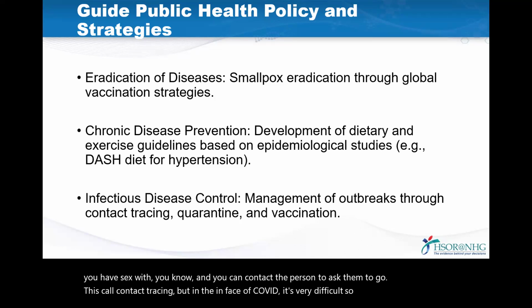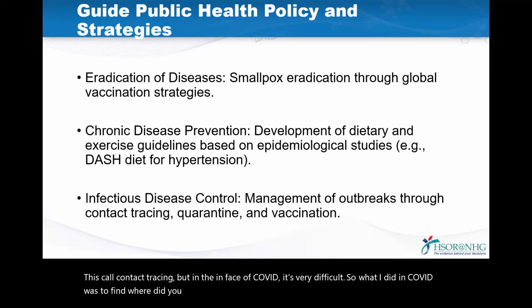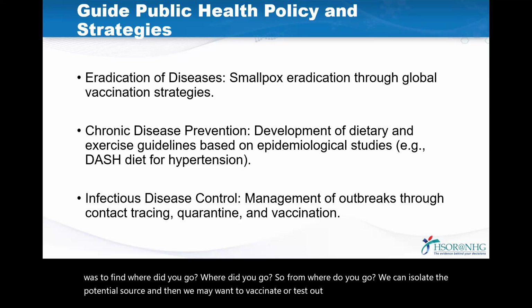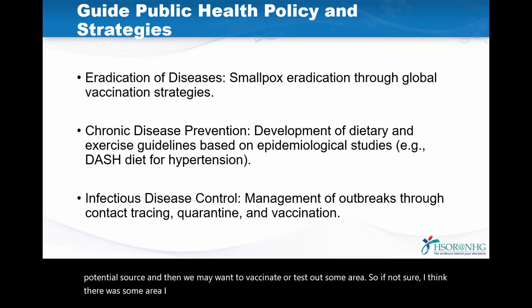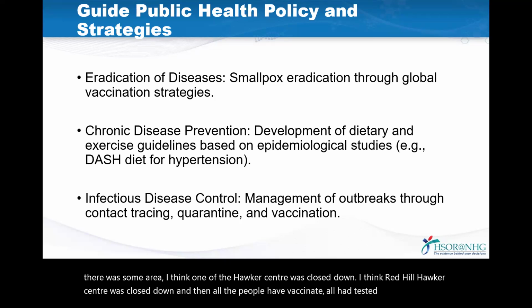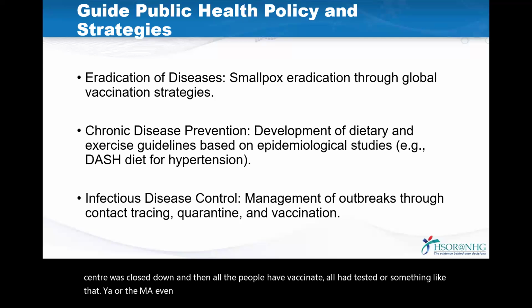So what I did in COVID was to find out where you went. From where you went, we can isolate the potential source, and then we may want to vaccinate or test some areas. I think one of the hawker centres was closed down, Redhill Hawker Centre, and then all the people were vaccinated or tested or something like that. Or even a market. What they do is they will just shut down the market and do a deep washing.